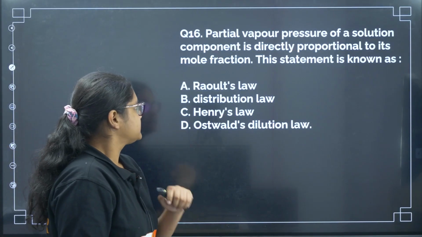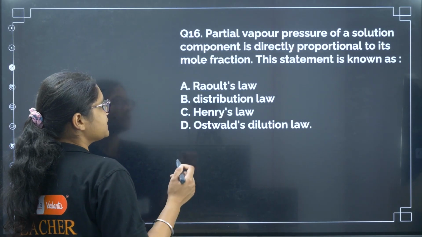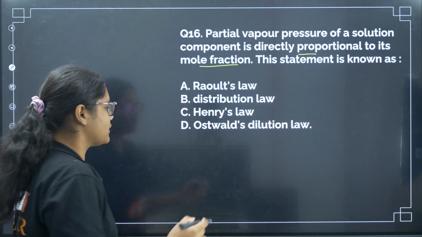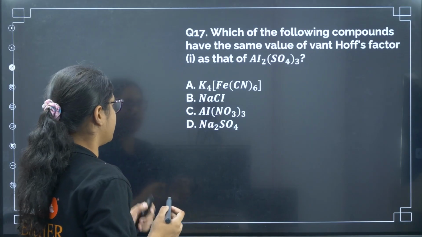Next. Partial vapor pressure of a solution component is directly proportional to its mole fraction. This is your Raoult's law. Correct answer is option number A.